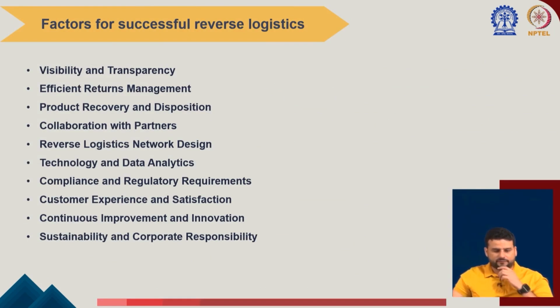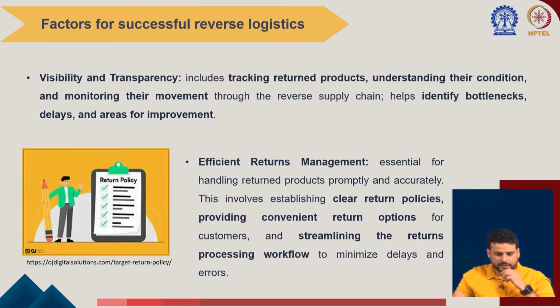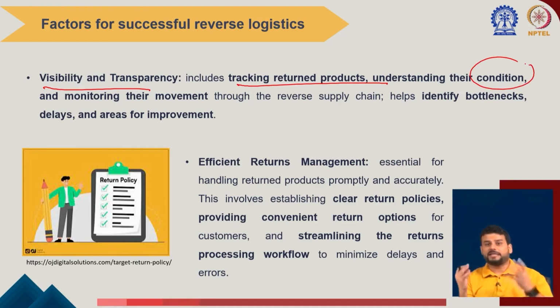So we will see just the factors for successful reverse logistics. These are some of the factors we will quickly go through. Visibility, transparency, I already talked about. You need to track the products and understand the condition, how much value you can recover out of that, right? And in that you need to identify the bottlenecks, delays or areas of improvement. Maybe sometimes we are lacking proper collaboration with the customer, where we are not able to collect the product after use. So we need to tap all the stakeholders in that process.